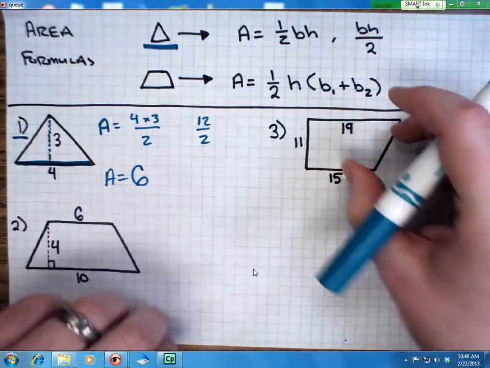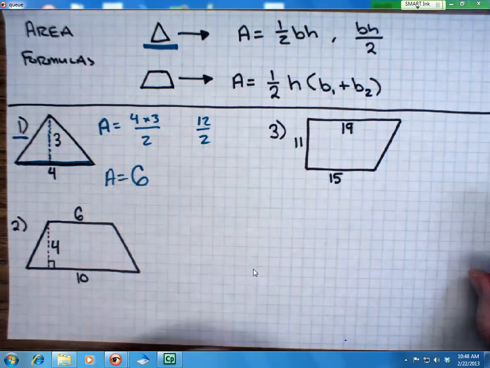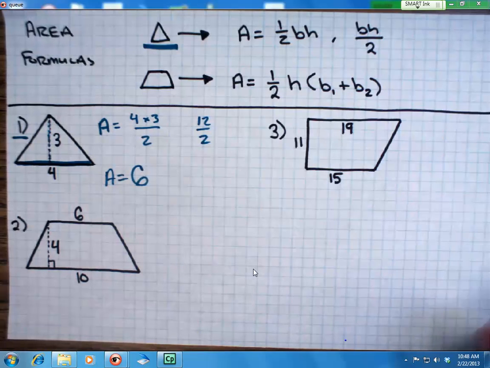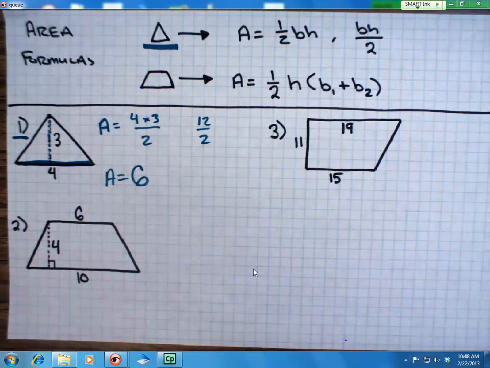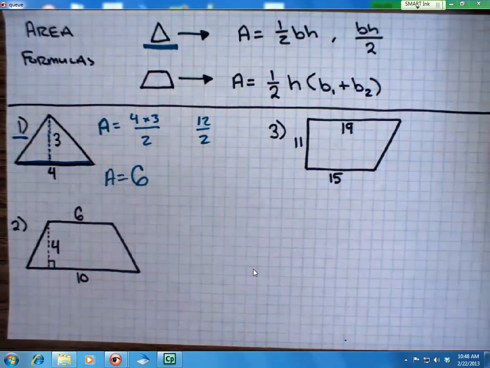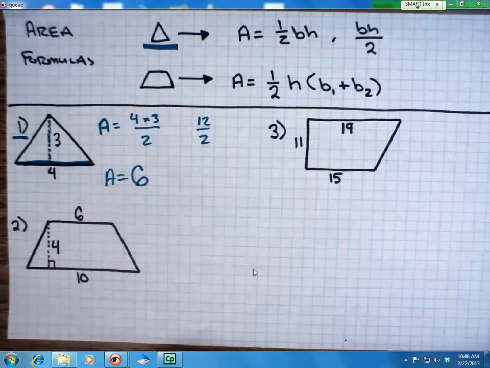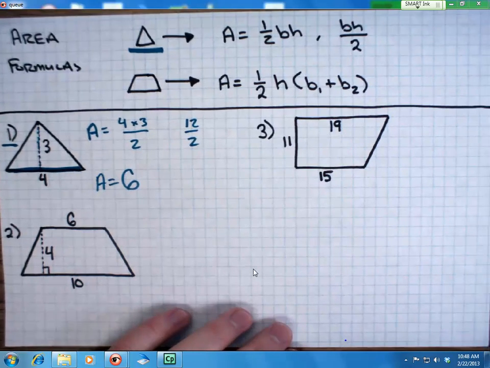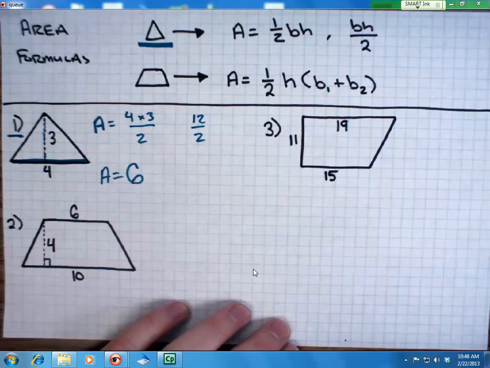It's that simple. Okay? It's not difficult. However, if you forget to divide by 2, you're going to get your answer wrong. So don't forget that step. That's a very important step. Okay? Questions on that? All you do is times the numbers. Yes, that's what you do for a triangle.